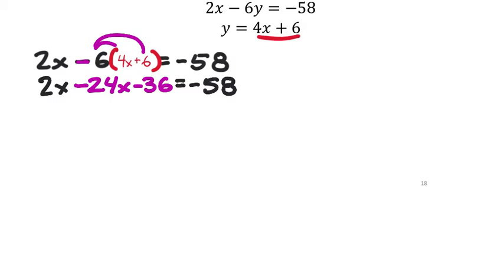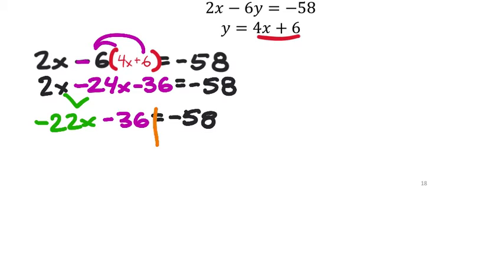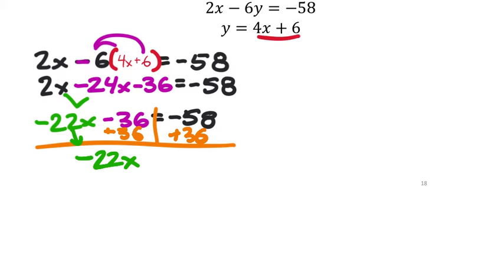And now that I've done some distribution, I'm looking for any like terms to combine. I see 2x's minus 24x's, which would result in negative 22x's. Everything else stays. And then some principles of equality here now to finish solving this equation. So I see I got the negative 36 with the x's right there. So I would want to zero out this negative 36 by adding 36 to both sides. So plus 36 there. And then I'll drop my negative 22x's. And then the negative 36 zeroed out, just like we had planned on.